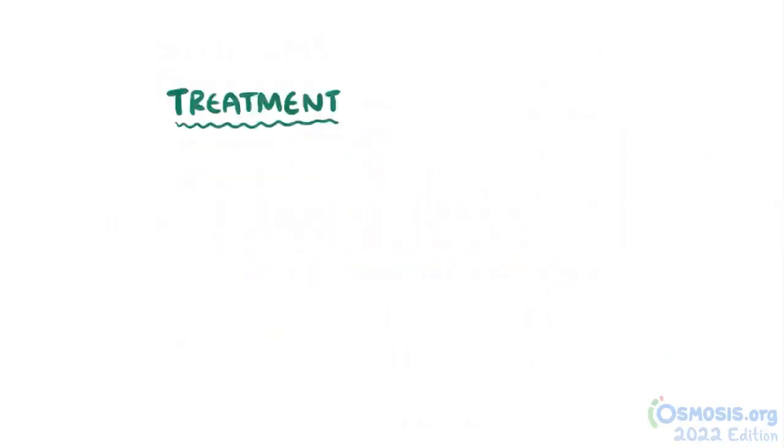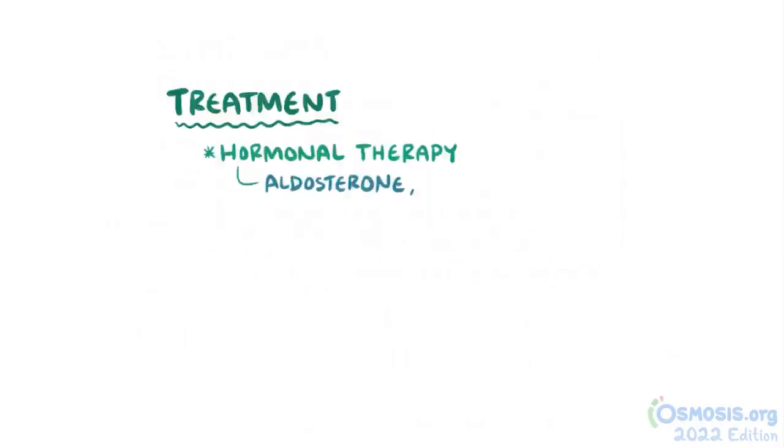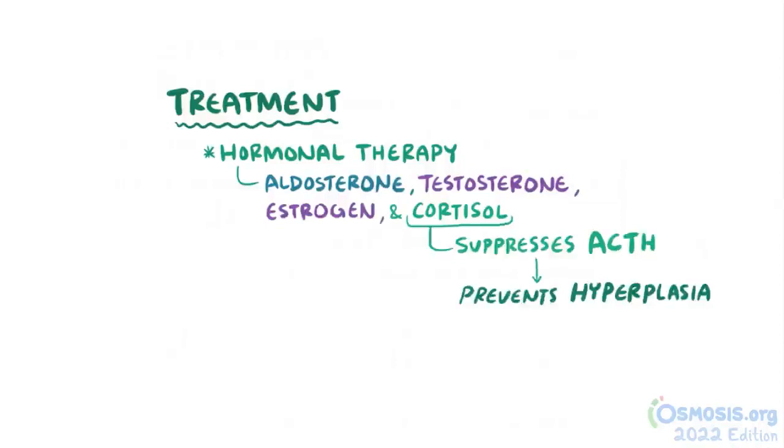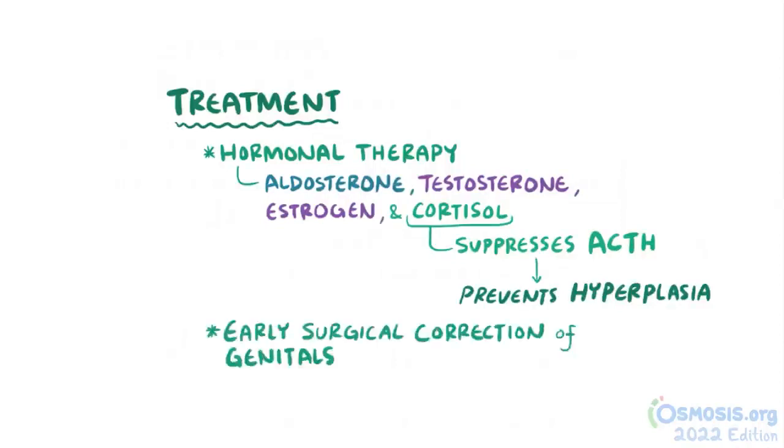Treatment of congenital adrenal hyperplasia often involves hormone therapy with cortisol, aldosterone, testosterone, or estrogen, depending on what hormones are deficient. Cortisol in particular helps to suppress ACTH levels via negative feedback, and therefore prevents further hyperplasia of the adrenal glands. Early surgical correction of the genitals is also sometimes recommended.